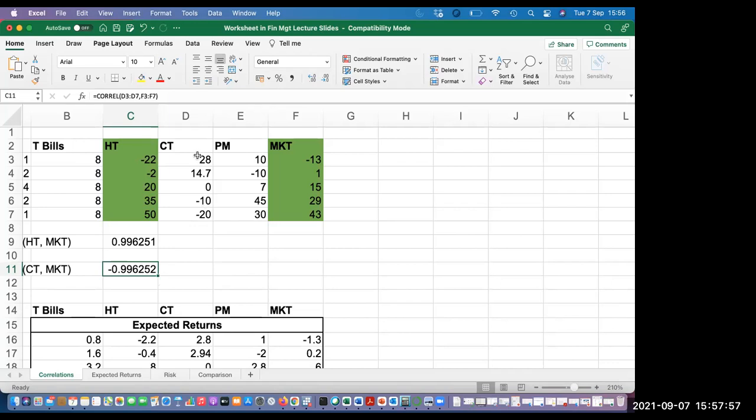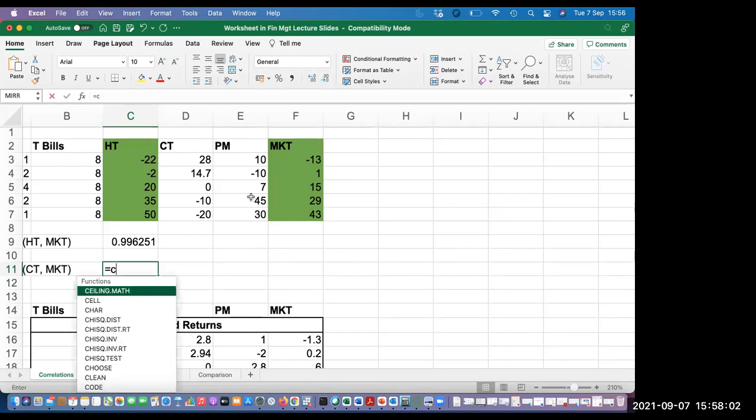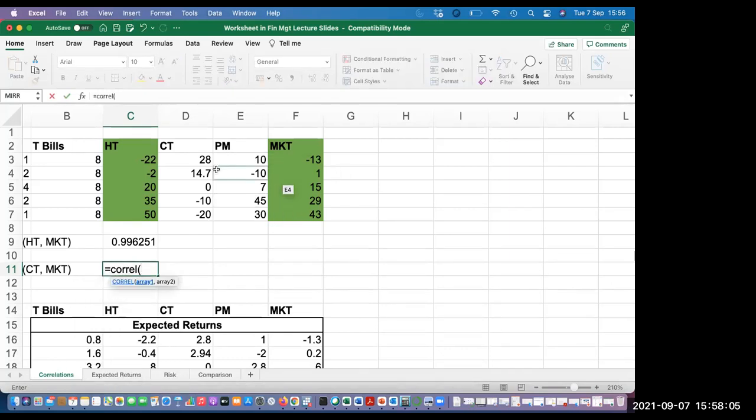So let's do the correlation between stock CT and the market. Again, it's equal to CORREL. Then you pick the returns of stock CT, comma, pick the returns of MKT, and then you press enter. And that will give you -0.99. What does this tell you? You see, when CT is up, market is down. Can you see it? Yes. When CT is down, market is up. CT is down, market is up. So I don't even need to compute the correlation to know that these two assets are negatively what? Correlated.